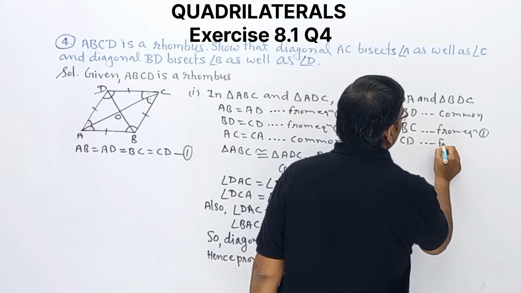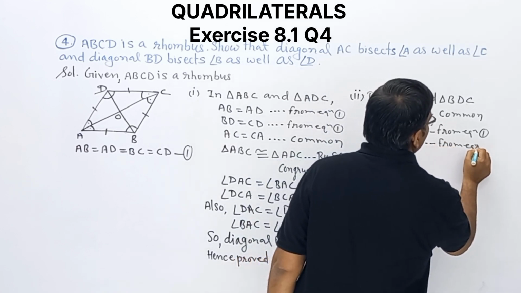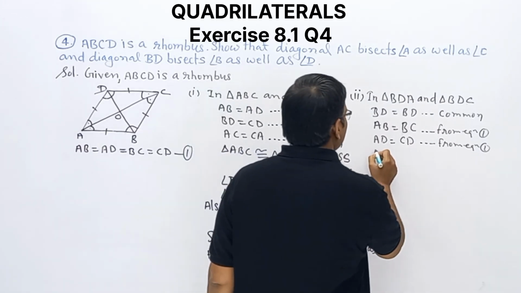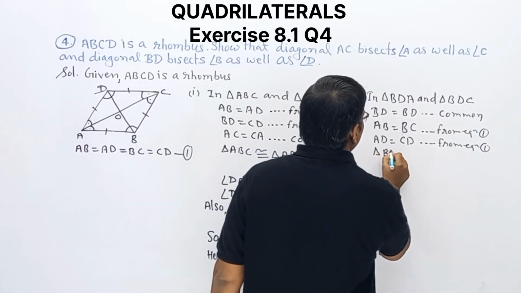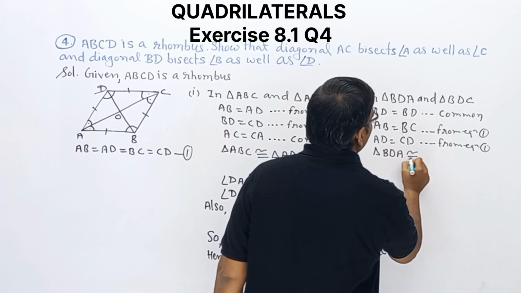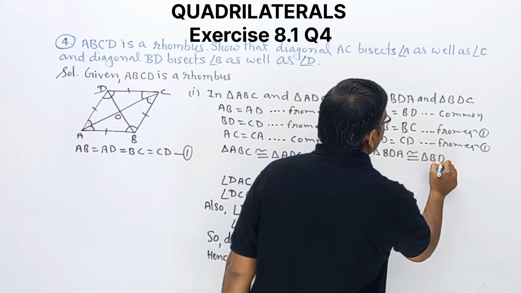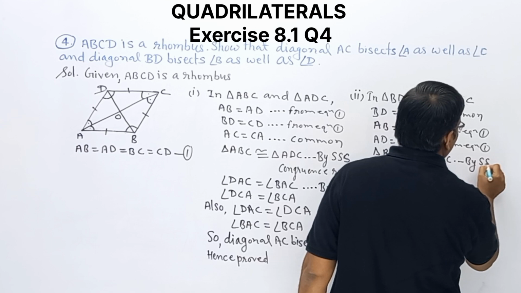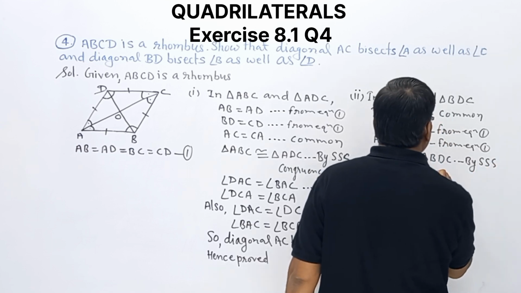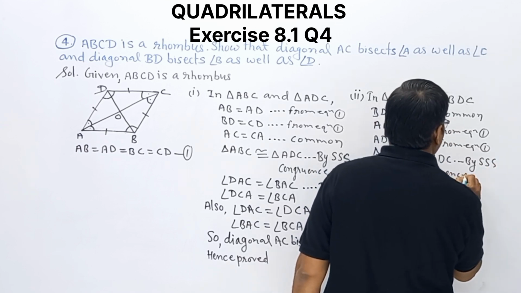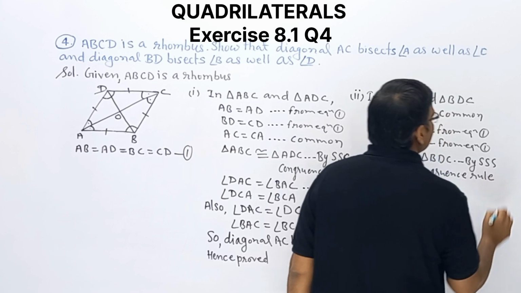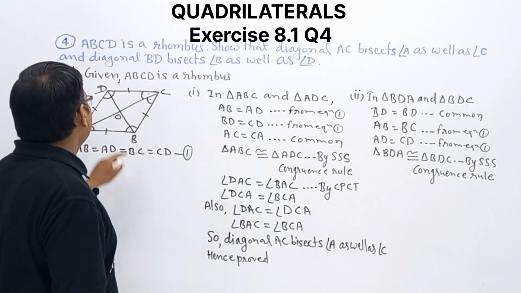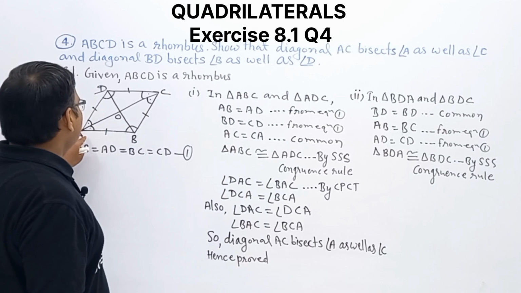This is also from equation 1. Three things we obtained. So what we can say, triangle BDA is congruent to triangle BDC by side congruence rule. By side congruence rule, we proved that these two triangles are congruent. What triangles?